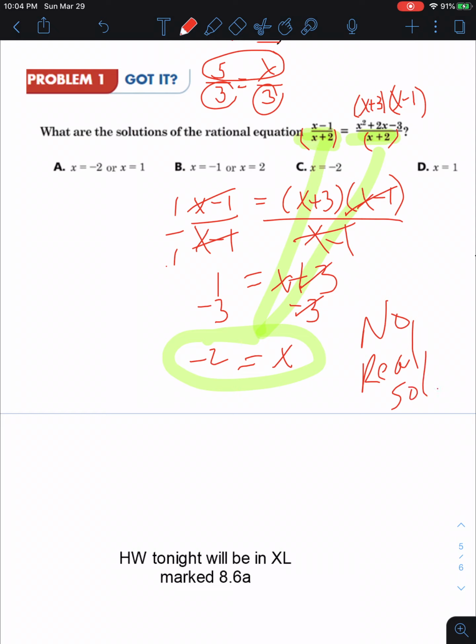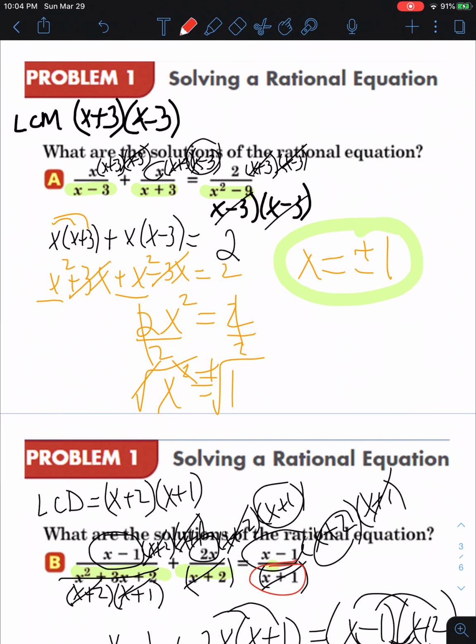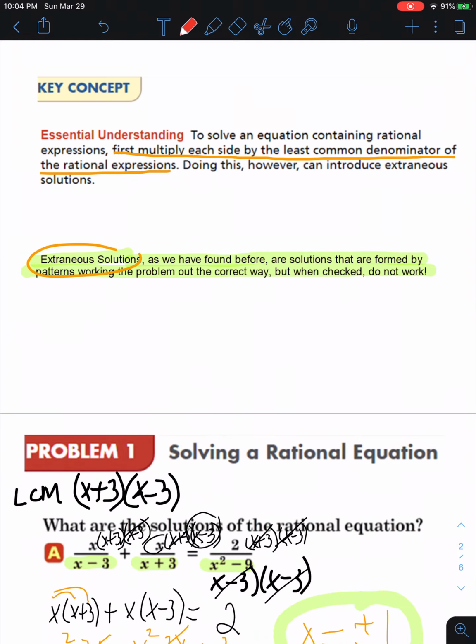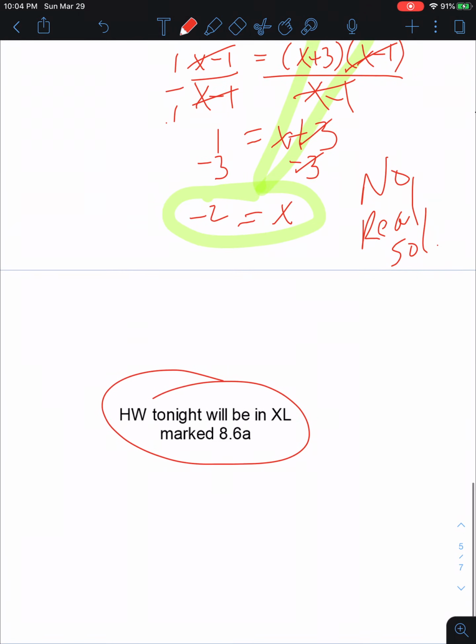All right. Now, that's going to give us enough to play with on the homework for tonight. So take a look at those, and our homework will be on in Excel marked 86A.